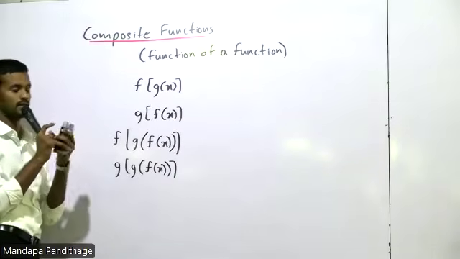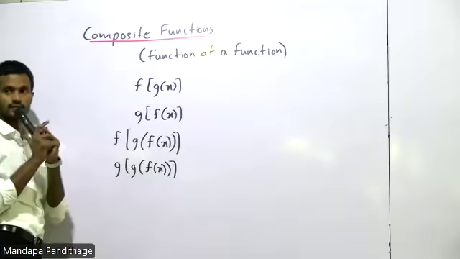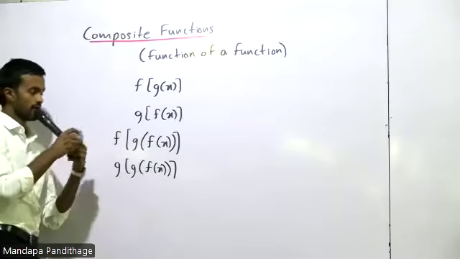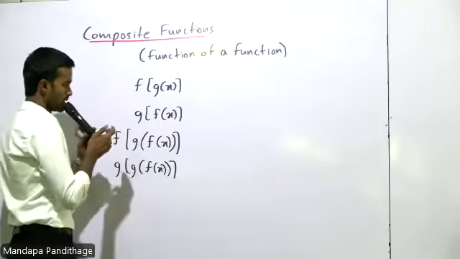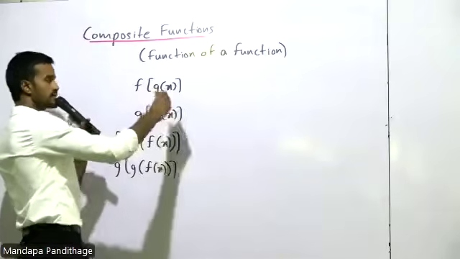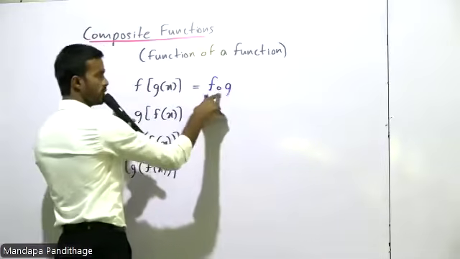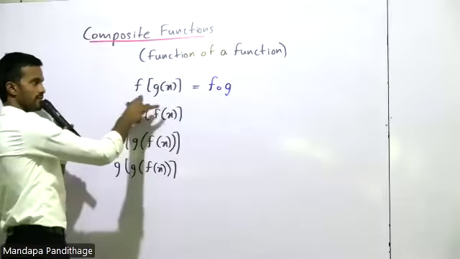Here the independent variable is a function. It's not a variable, it's not x, it's another function. There's a notation for how we denote this. Normally f(g(x)) is denoted as f ∘ g. This is not the letter O, this is f ∘ g. You have to use the same order, f ∘ g.